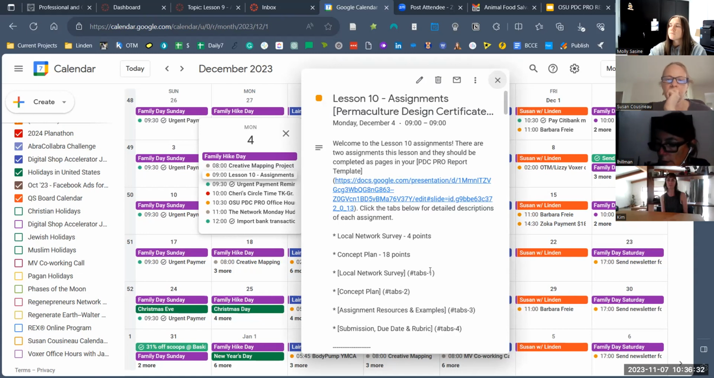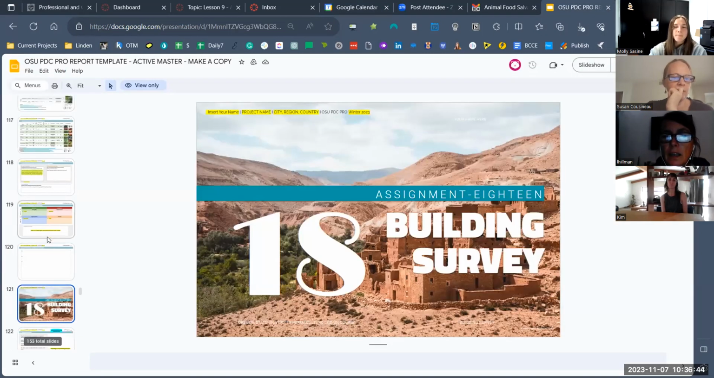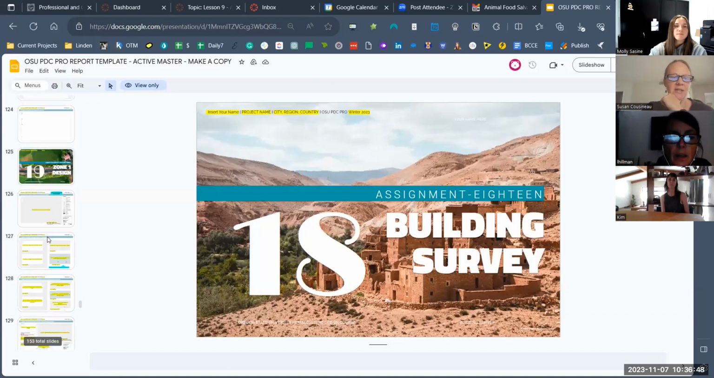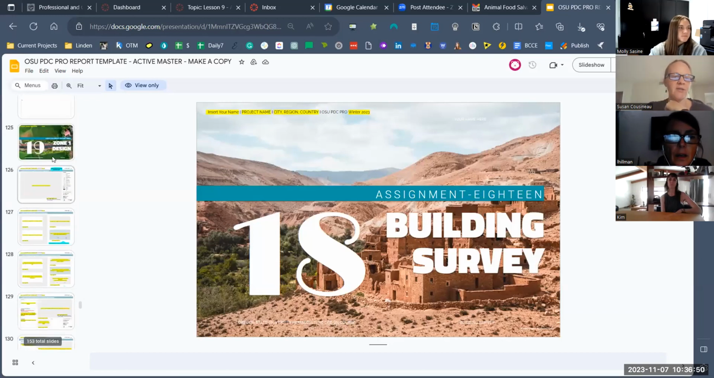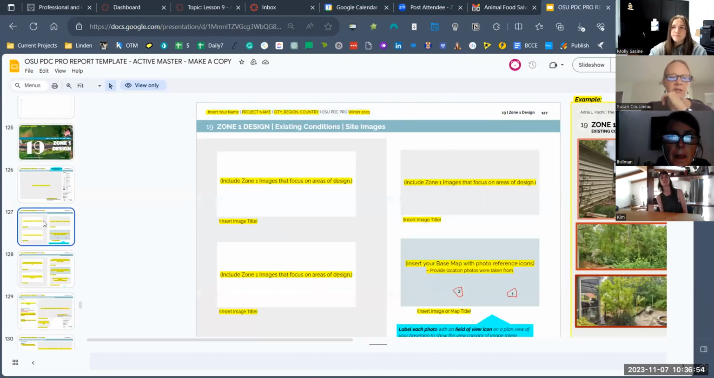Right. Okay, so it's due the fourth. I found as they've gone along, number 9 is actually quite a big bit of work, isn't it? Is it? Not the building survey bit, but the next bit. The next one, so lesson 10. The zone 1 design. Yeah, it's involved.